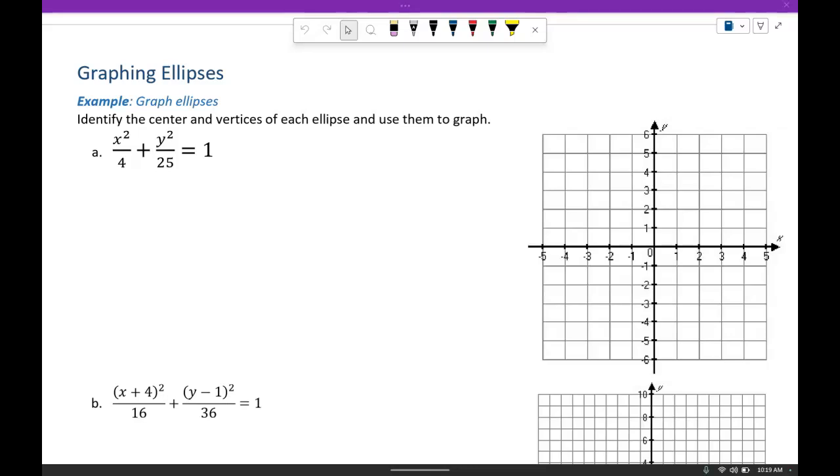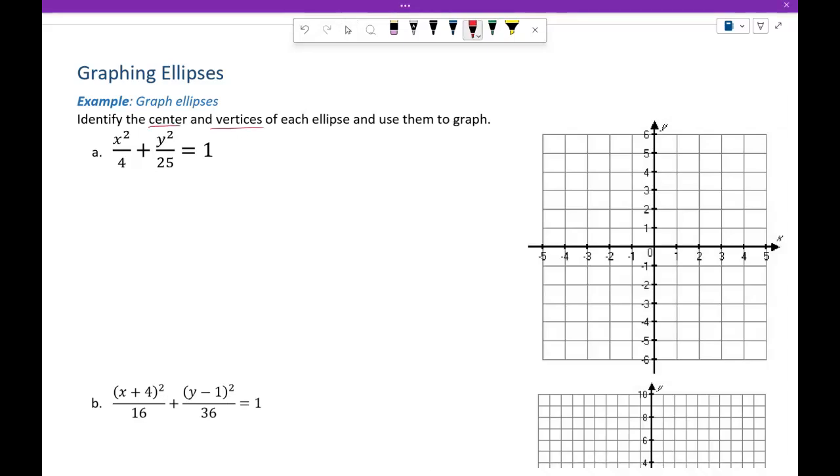Now let's go ahead and use our information about vertices and covertices in order to graph a few ellipses. We want to first identify the center and then use the center and our values of a and b in order to find the vertices and covertices so that we can graph them. While we don't need to graph the foci, again, it's important that we can use the c value in our Pythagorean relation in order to identify the ordered pairs where the foci would be located.